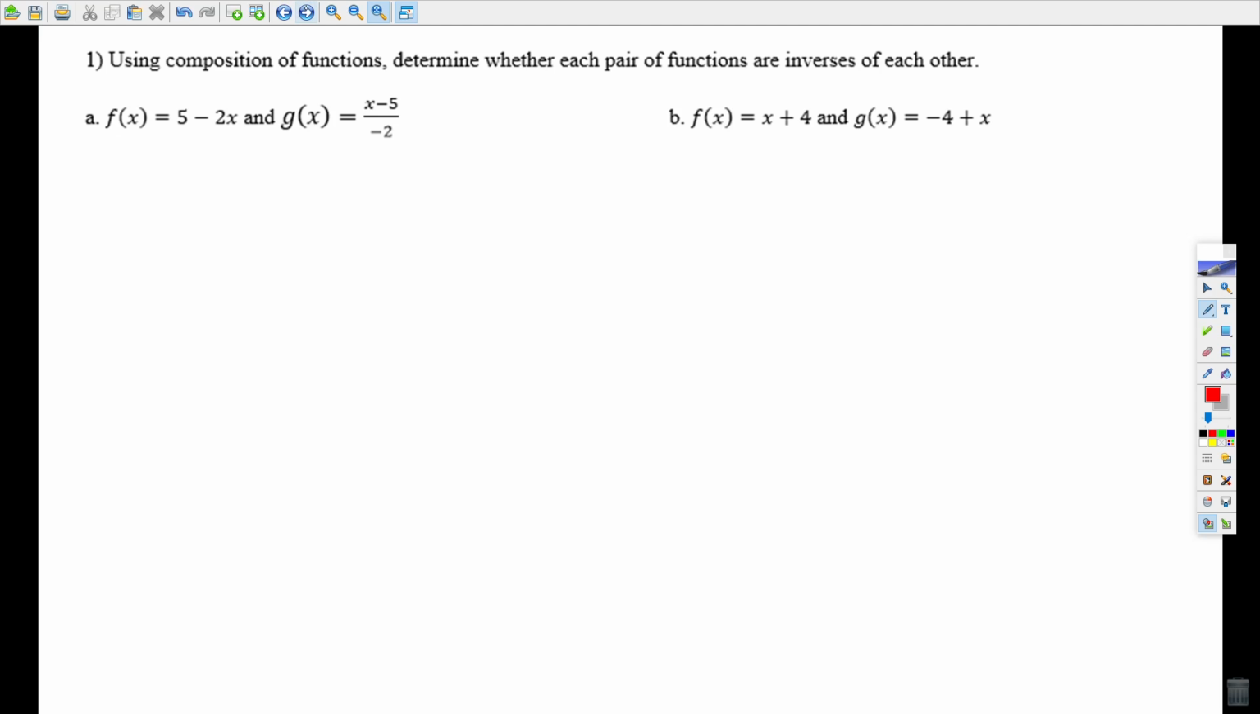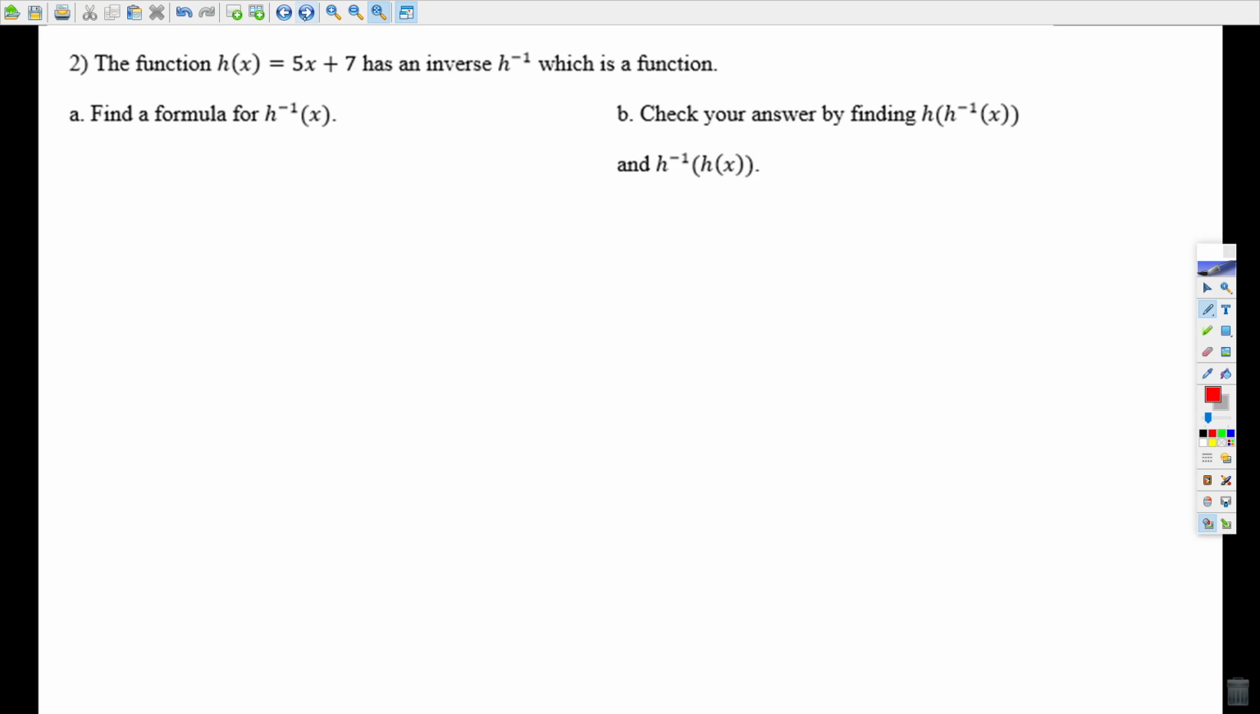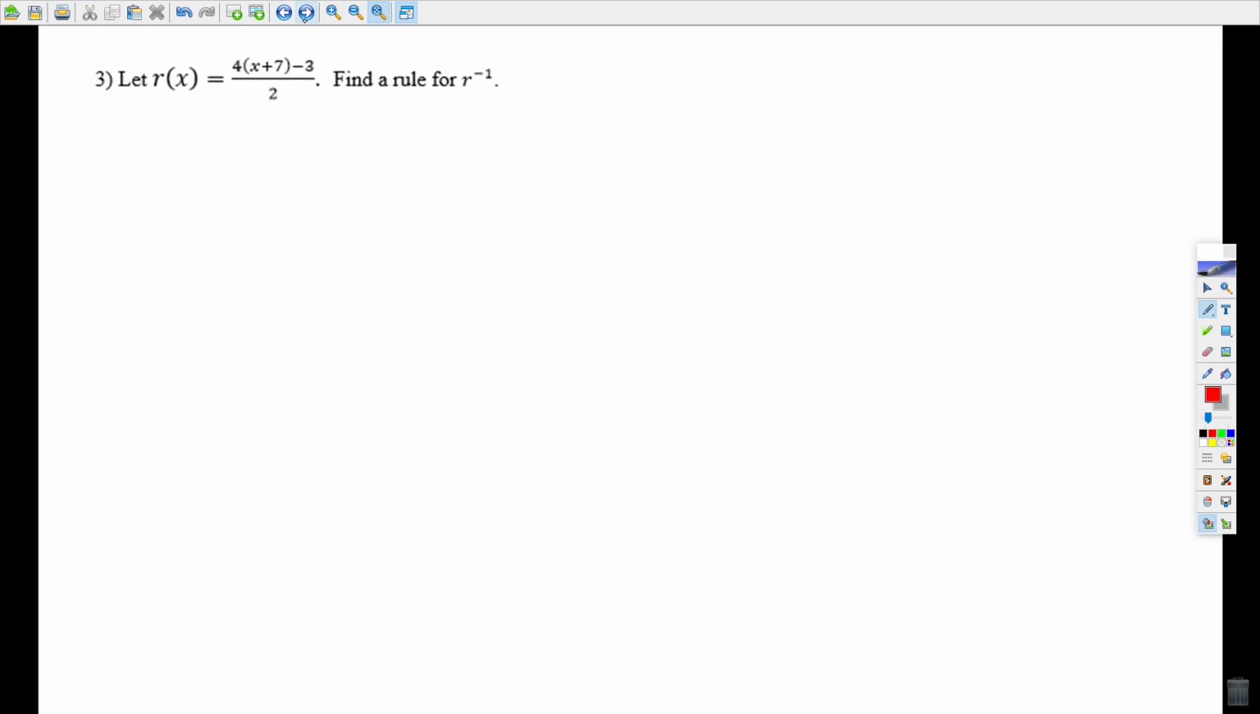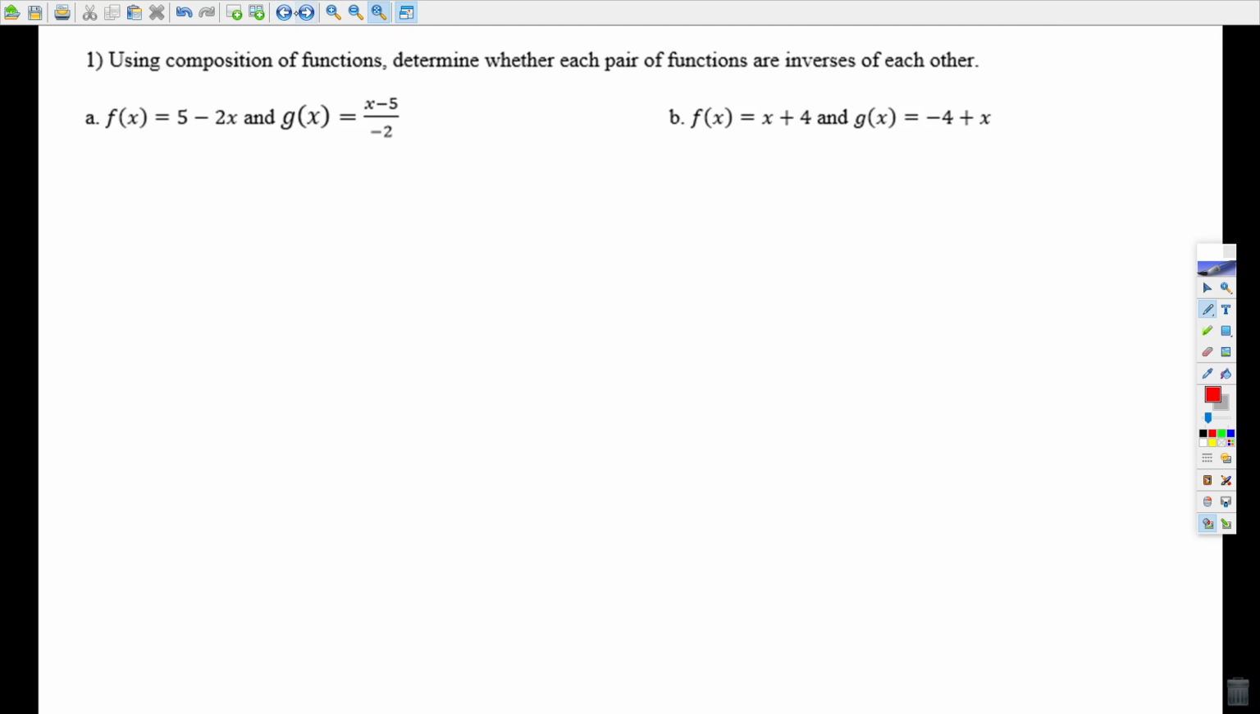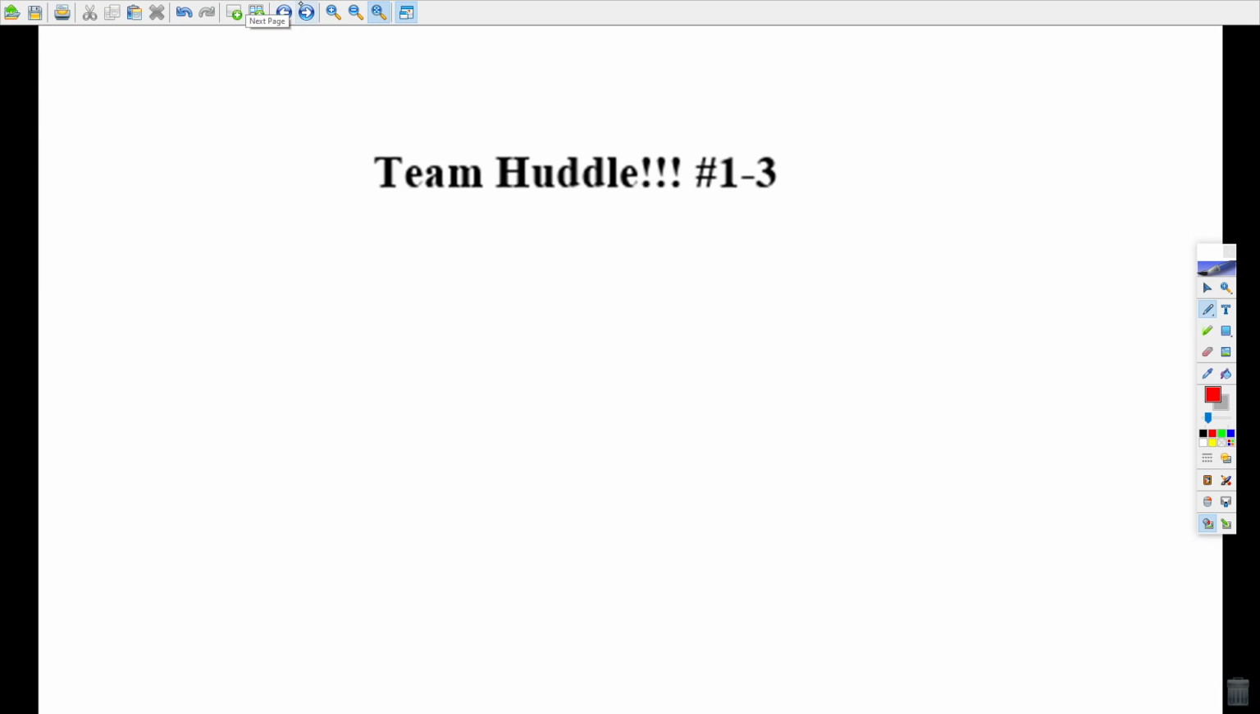The rest of it you should be able to finish up. Use composition here to see if they're inverses. Okay. That one might be confusing, but let me try that one. Find a rule for h or r inverse. Okay, and that's it. And that'll be all for 8.3.